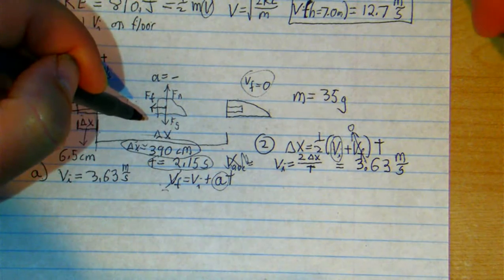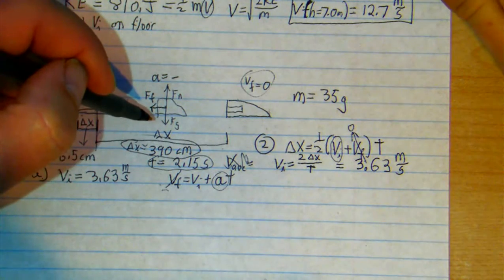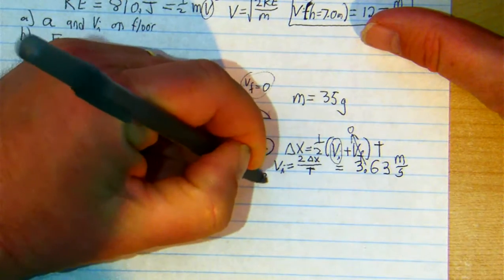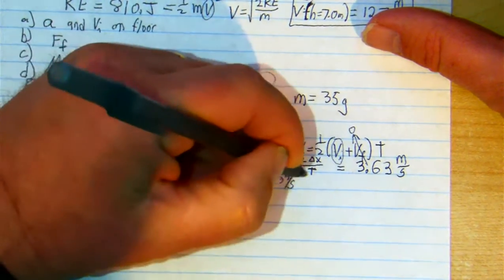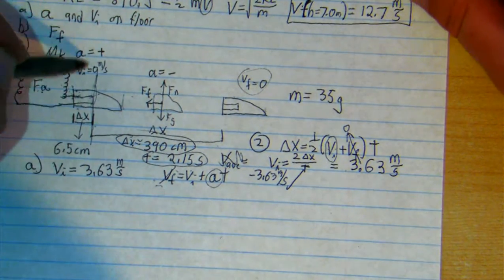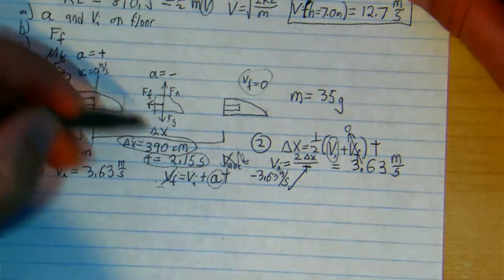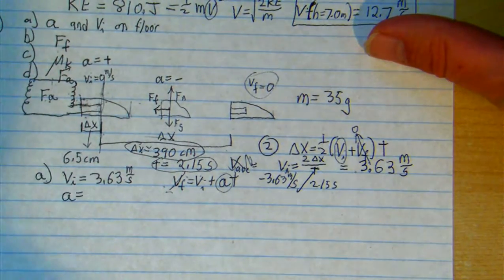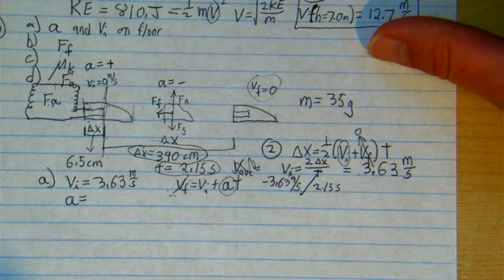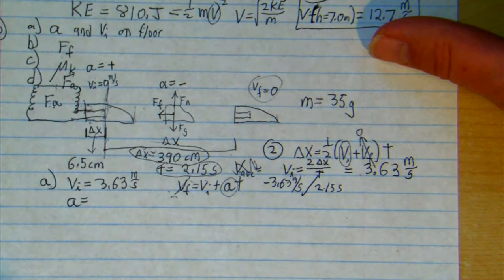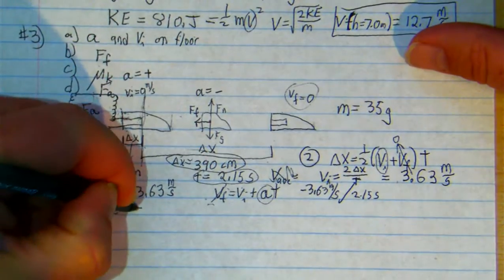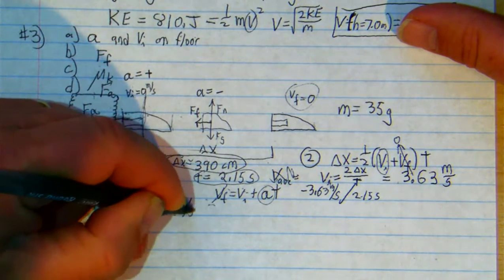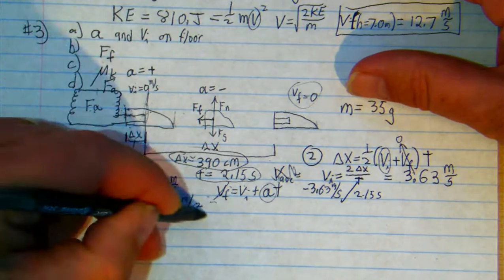So if I take negative 3.63 meters per second, and then divide that by the time of 2.15 seconds. 3.63 divided by 2.15, and there's a minus sign here. The acceleration was negative 1.69 meters per second squared. So at last, I've answered part A.